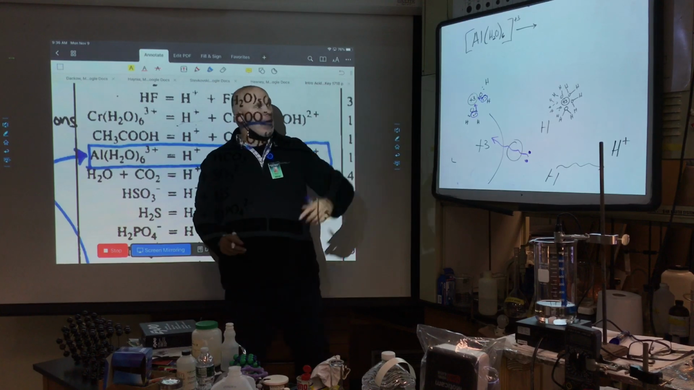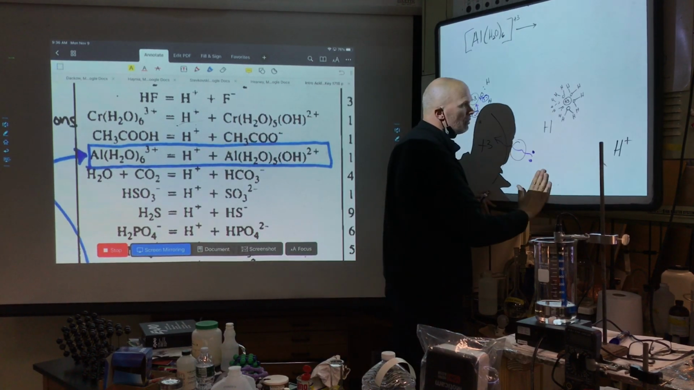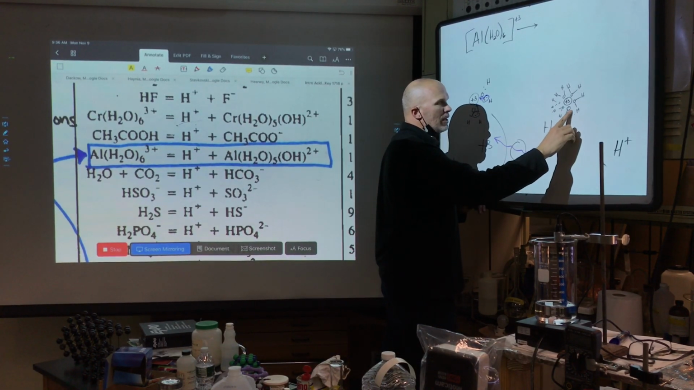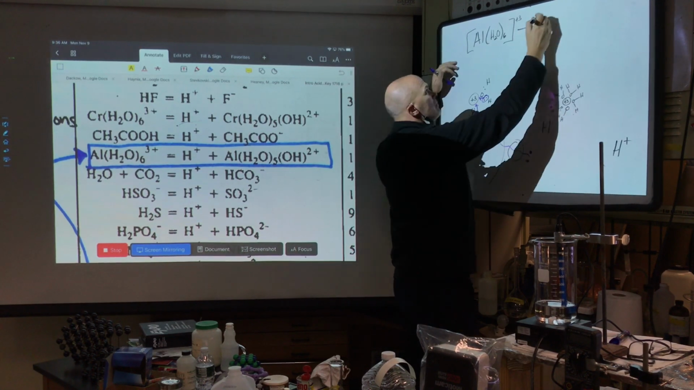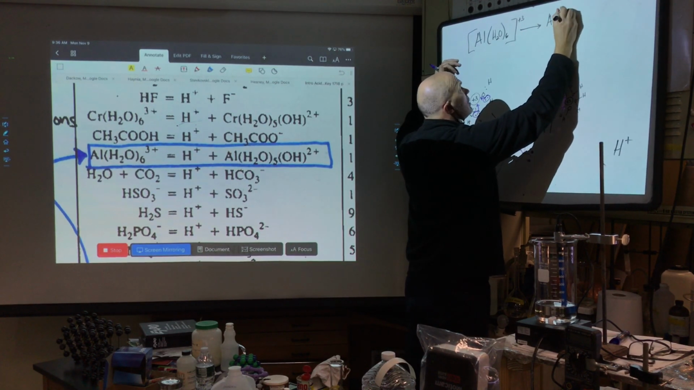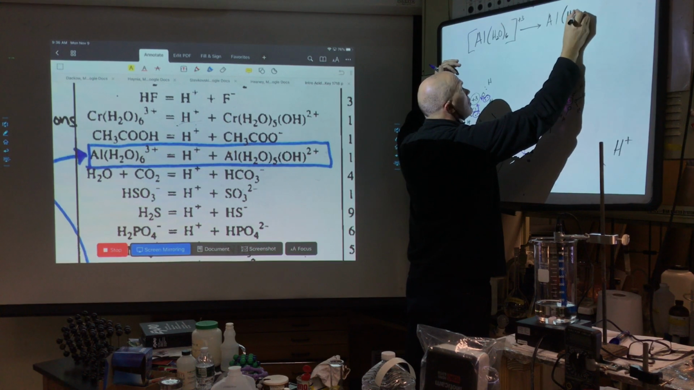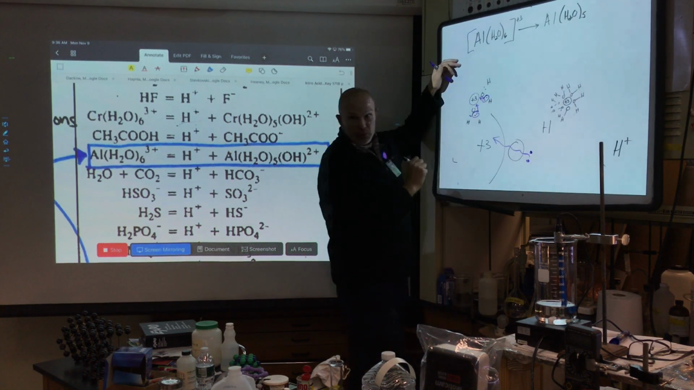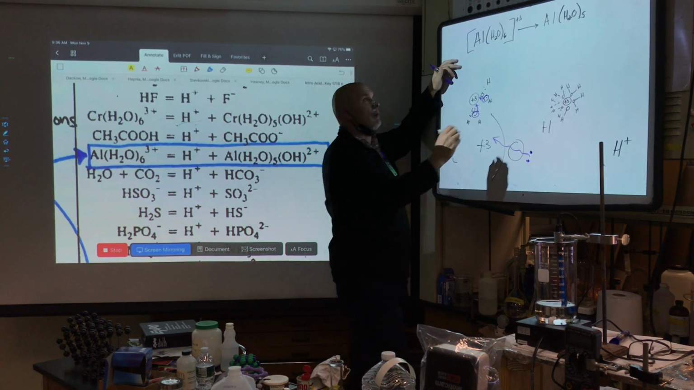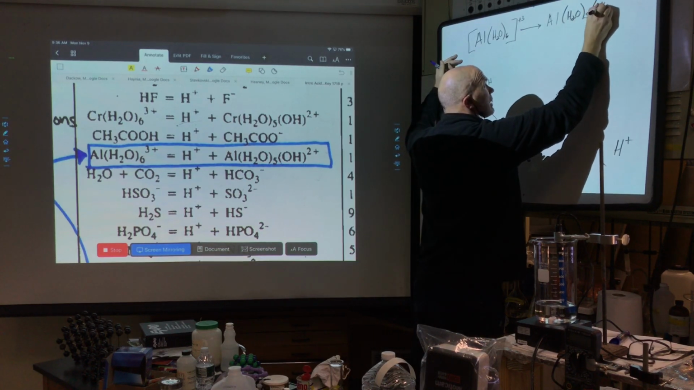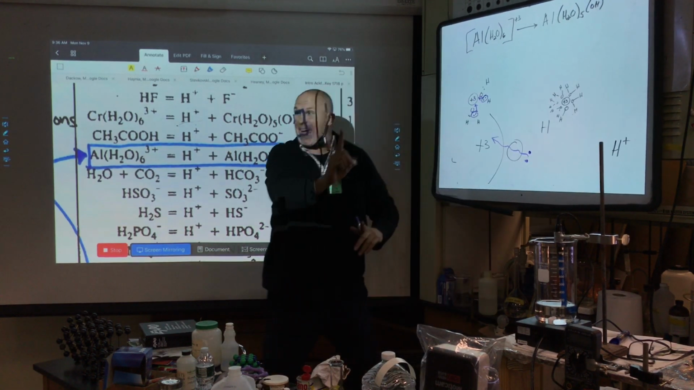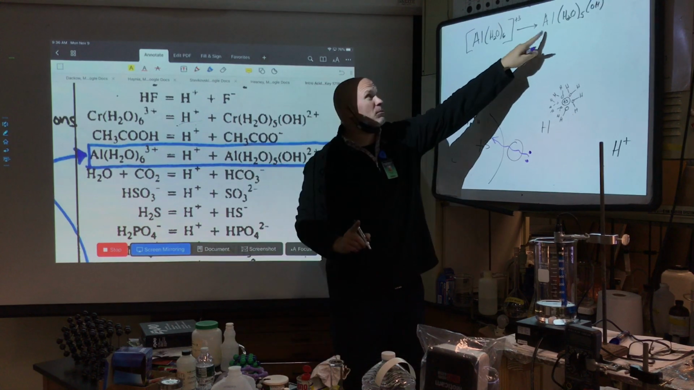Now, check it out, party people. When it gives off an H, this H leaves, right? This is now a hydroxide. How do I write it? Aluminum, H2O. Now there's 5 H2Os, because one of the H2Os became what? A hydroxide. Now because a hydroxide is a -1, and this is a +3, what's the charge now?